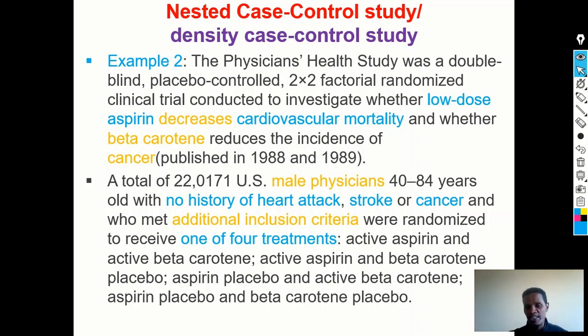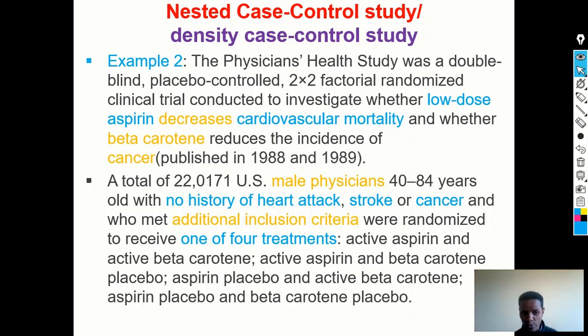This paper was published in 1988 and 1989. You can refer to it. And actually, this is updated research, a current research. A total of around 22,171 US male physicians aged 40 to 84 years were involved in the study. Why physicians? Because the study of beta-carotene and aspirin with that of cardiovascular disease requires an understanding of clinical science. That is why the study population was to be physicians.